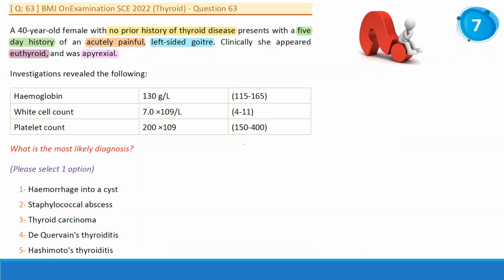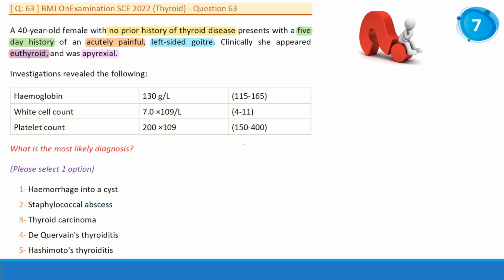A 40-year-old female with no prior history of thyroid disease presented with a 5-day history of an acutely painful left-sided goiter. What is the differential diagnosis? As I mentioned, De Quervain thyroiditis or thyroiditis at least. Also, a thyroid nodule can present with acute pain from hemorrhage. Clinically, she appeared euthyroid and apyrexial. Leukocyte count, hemoglobin, and platelet count are normal. What is the most likely diagnosis?